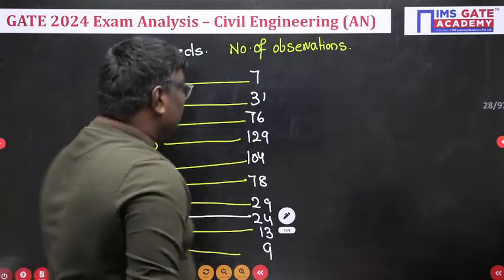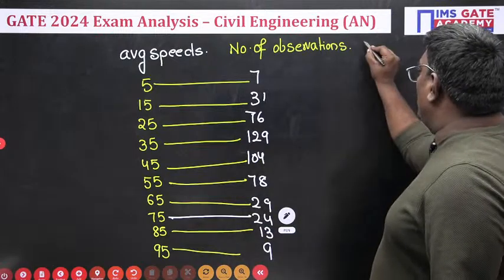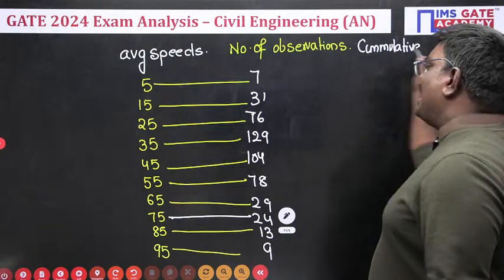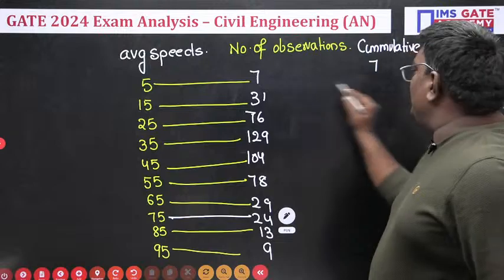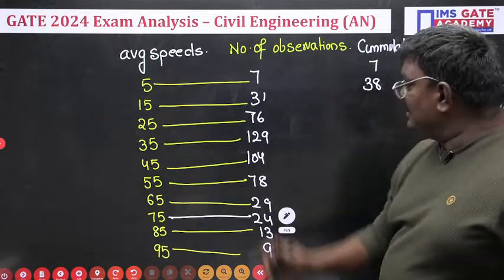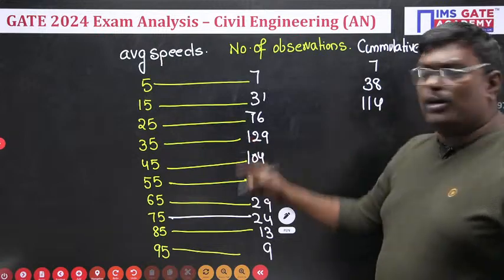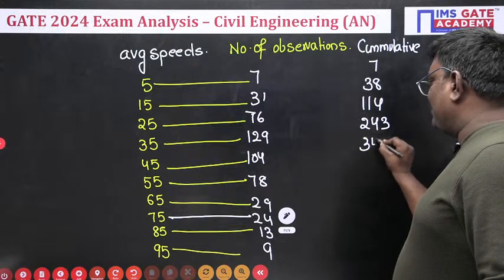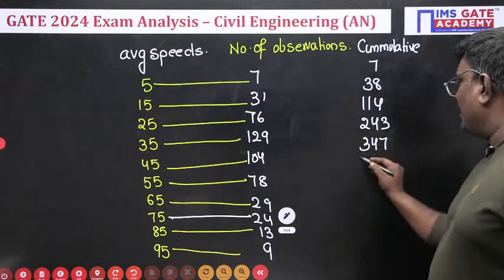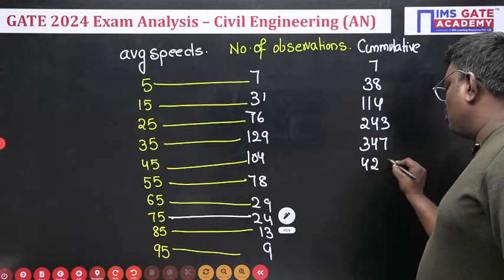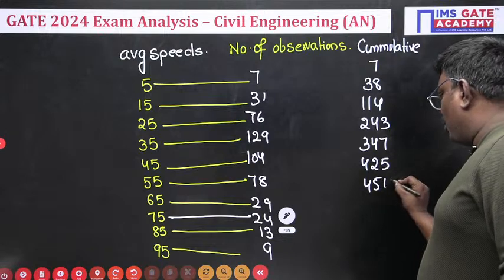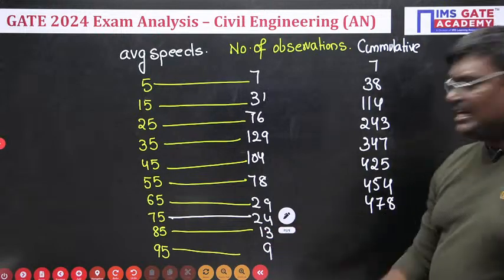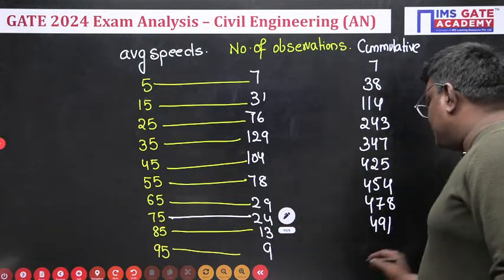Now, see, students, we have to find out the cumulative values. What do you mean by cumulative? Just add on. The first is 7. 7 plus 31 is 38. 38 plus 76 is 114. 114 plus 129 is 243. 243 plus 104 is 347. 347 plus 78 is 425. Then 454, then 478, and 478 plus 13 is 491, and 491 plus 9 is 500.